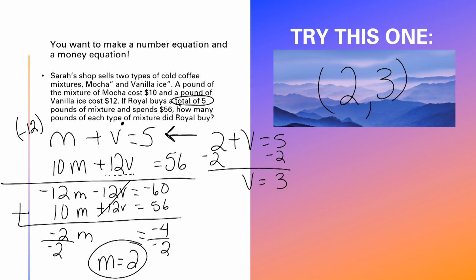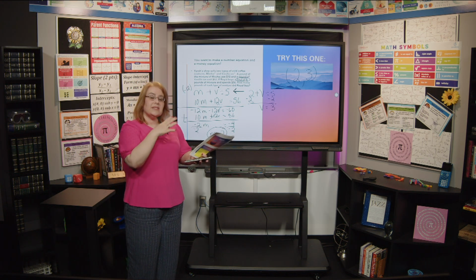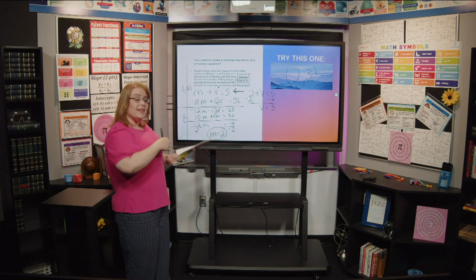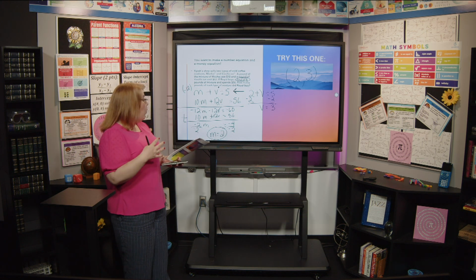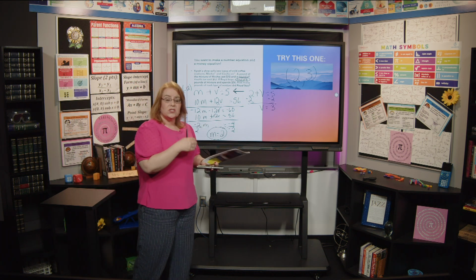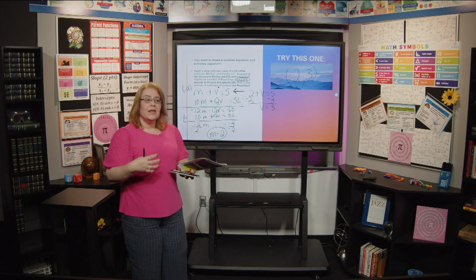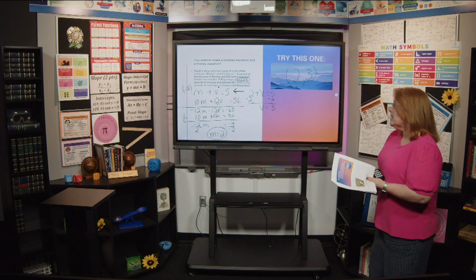I took information that I didn't have and put my variables m and v, made 2 different equations, eliminated my v to solve for literally what my m was, which was 2, and then plugged that back in to solve for what my vanilla is. That's all it is to our elimination, taking one thing, getting rid of it, and solving for another. So let's look at another one.